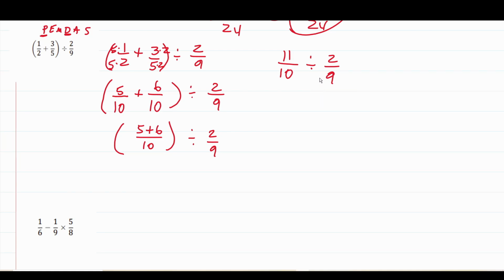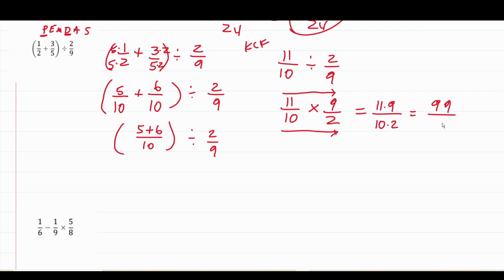To perform this division here, we're going to follow the algorithm keep, change, flip. And that says keep this first fraction the same, so we're going to keep this as 11 over 10. We're going to change from division here to multiplication, and then we're going to flip this second fraction to be 9 over 2. Now we're just multiplying fractions, so we're just going to multiply straight across. This becomes 11 times 9 over 10 times 2. 11 times 9 is 99. 10 times 2 is 20.